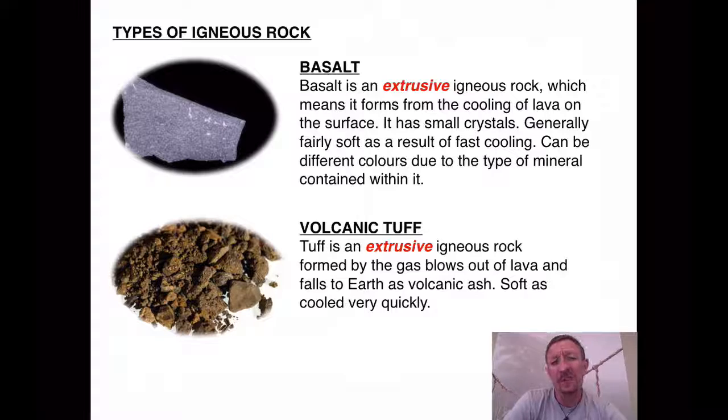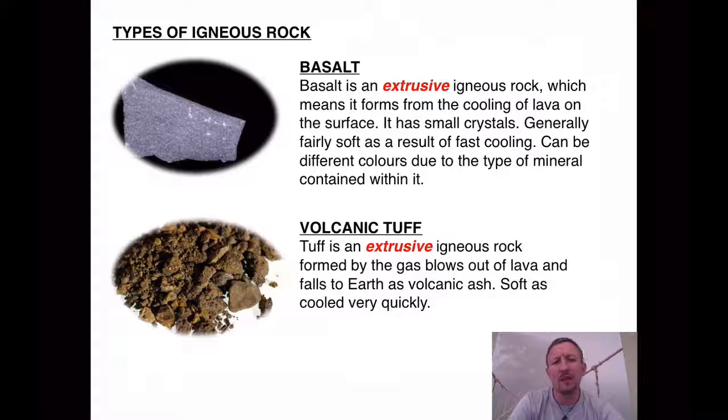But the crystals are very, very small, which means that yes, it can cool almost like a slight intrusive rock, but it's only because the outside crust forms very quickly, and then the rock inside cools a little slower, and as a result it can make tiny crystals, but they're not very big. So as a result, it's still quite soft.